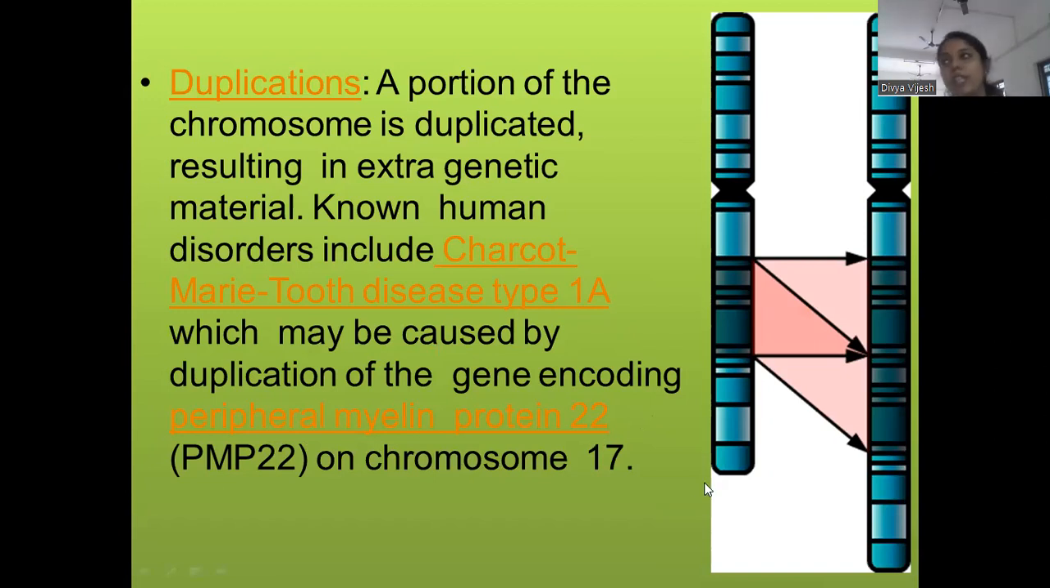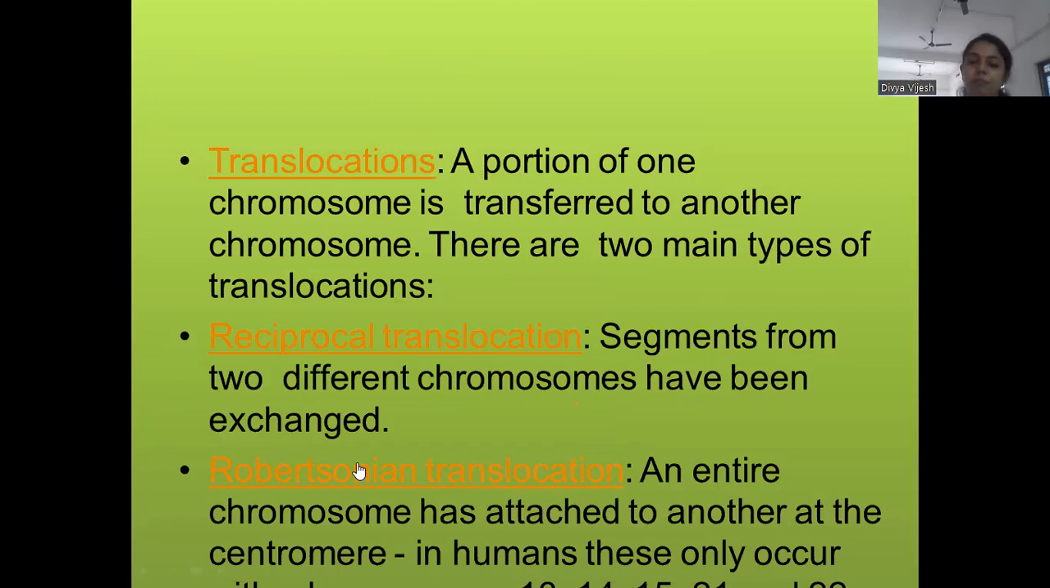So it is a duplication on chromosome 17, and its example is Charcot-Marie-Tooth disease type 1A. A portion of the chromosome is duplicated here. So that is one more structural anomaly, the duplication.